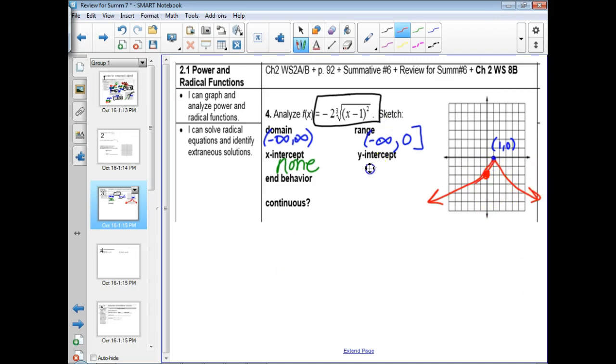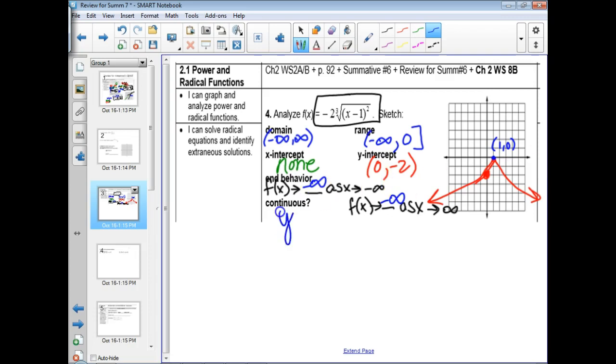And then, end behavior. End behavior, remember, is the f of x stuff. So f of x approaches blank as x goes to the left, and f of x approaches blank as x goes to the right. Regardless of which end you're looking at for this particular function, it's going downwards on both ends. So I'm going to say negative infinity on both of them. And then they're going to ask you if it's continuous. Remember, if it's discontinuous for us, you're looking for holes or jumps or asymptotes that don't connect. So yes, this one is continuous.